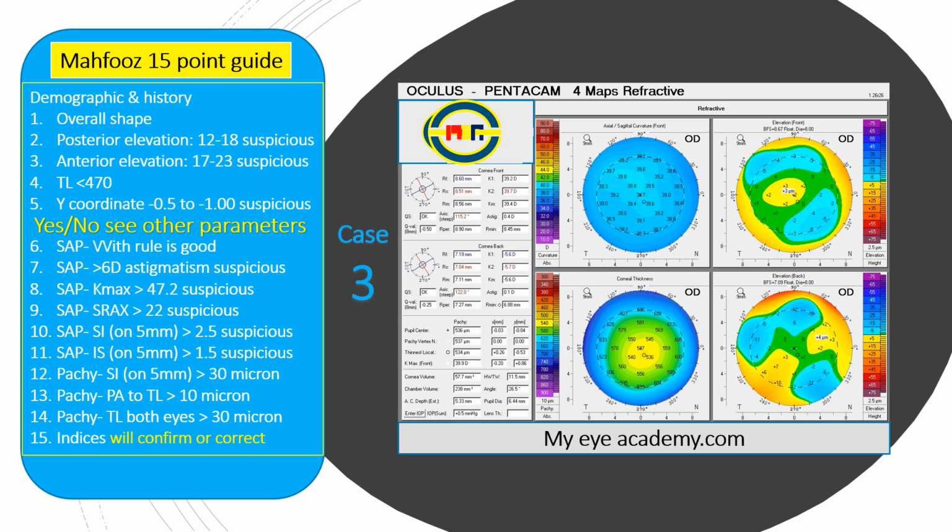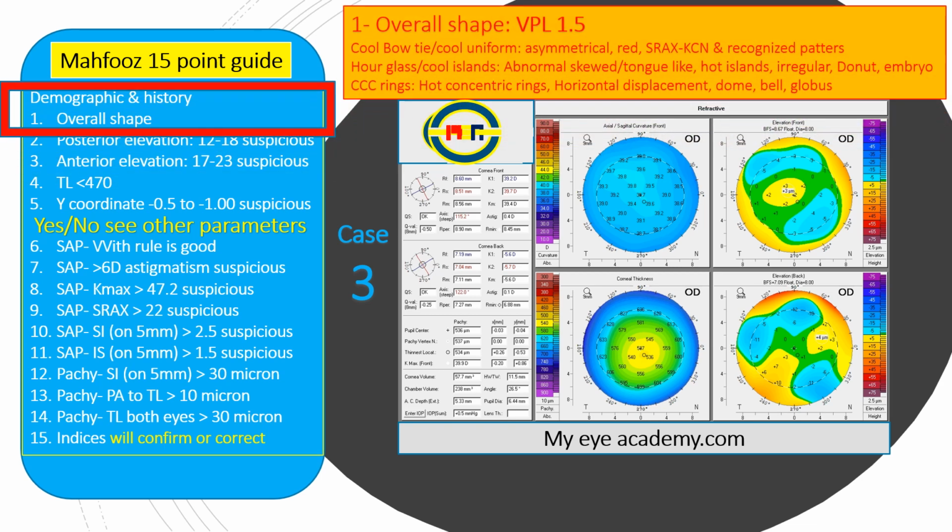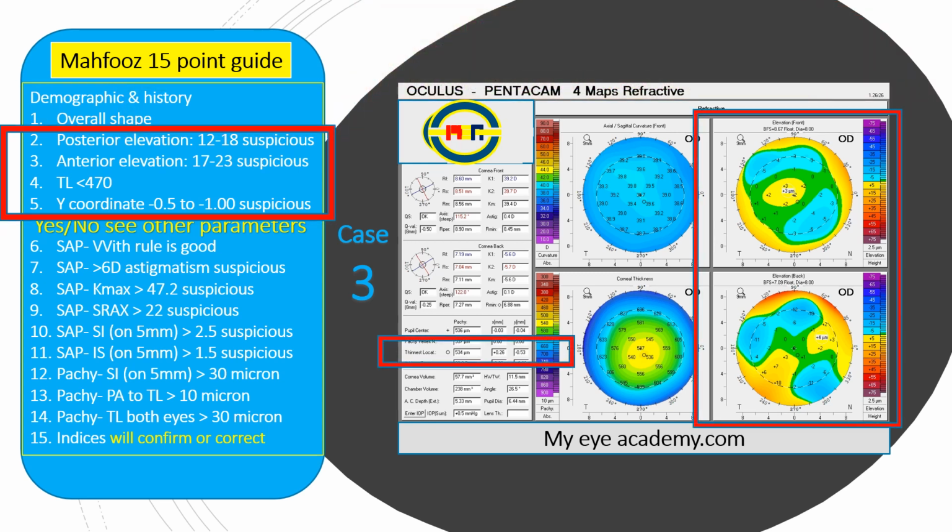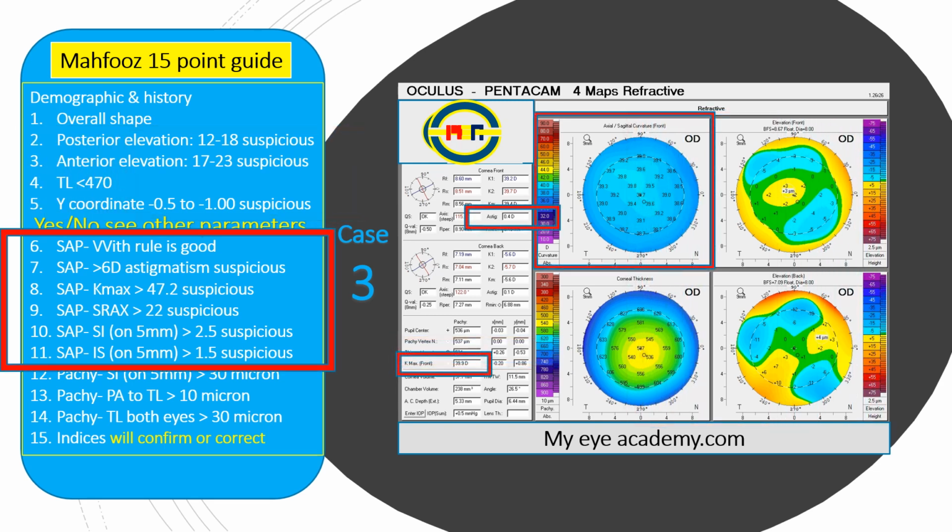Right, this is case number 3. First of all, the overall shape: cool uniform shape, hourglass appearance, and CCC, which is central cool concentric rings, so everything is in a normal range. Let's move to the elevations. Posterior elevation, anterior elevation are in the normal range, and so are the thinnest location and Y coordinate, so it is most probably a normal cornea.